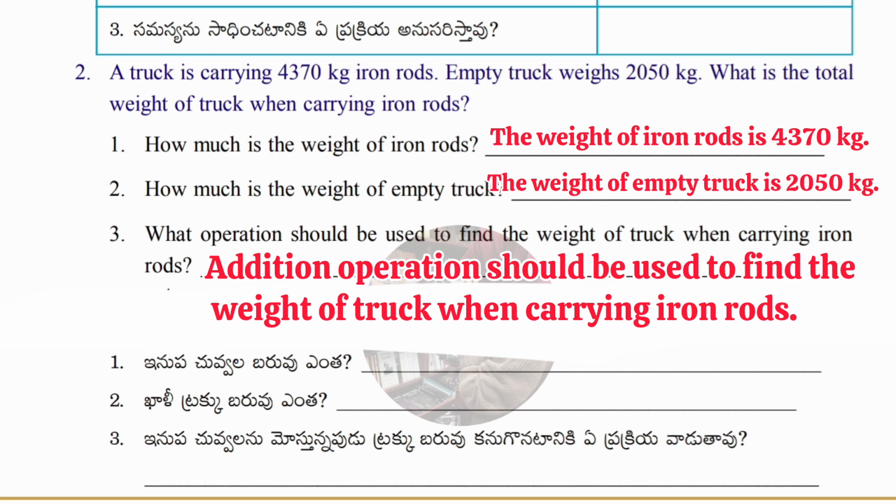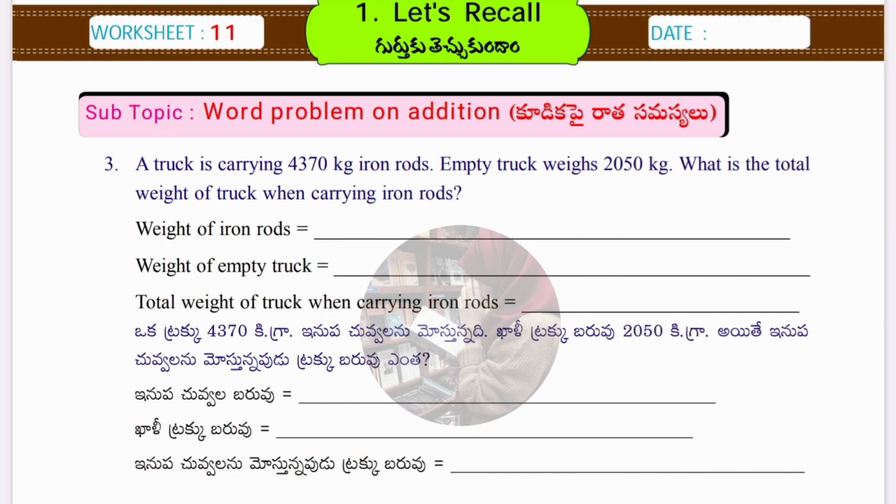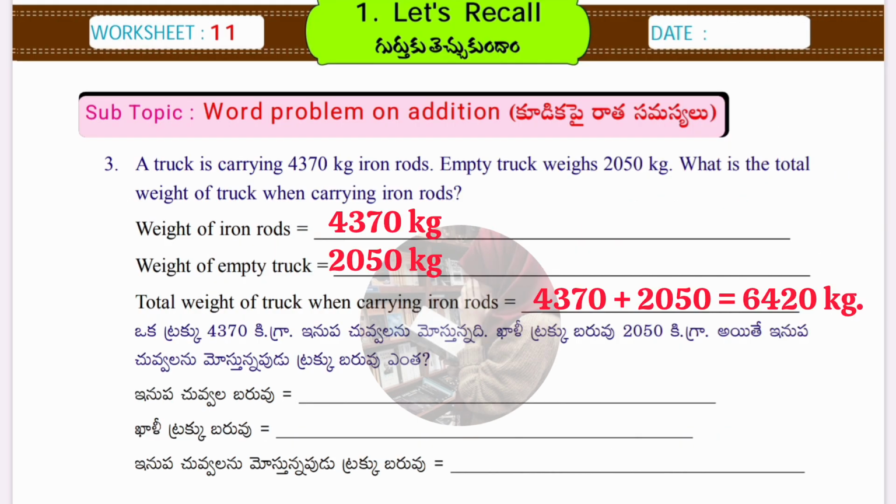Third question, what operation should be used to find the weight of truck when carrying iron rods? Means we have to use the addition. So addition operation should be used to find the weight of truck when carrying iron rods. Okay guys, now we'll see the next one, which is a truck is carrying, same question here also. So weight of iron rods is 4370. Weight of empty truck is 2050 kg. Total weight of truck when carrying iron rods.